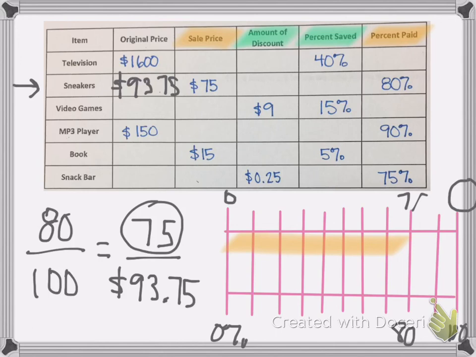Now, if I'm paying $93.75, if that's the original price, and I'm paying $75 of that, how much am I not paying? Well, I just subtract. $93.75 minus 75 is $18.75. And then the last thing we need is the percent that I saved. If I'm paying 80%, it means I'm saving 20%. Remember, those two have to add up to be 100. So there's the sneakers.